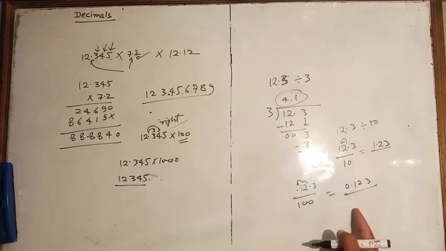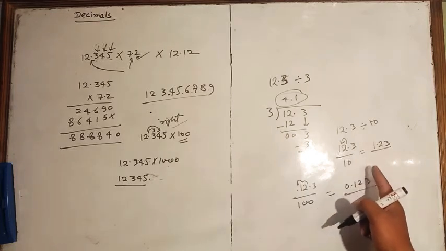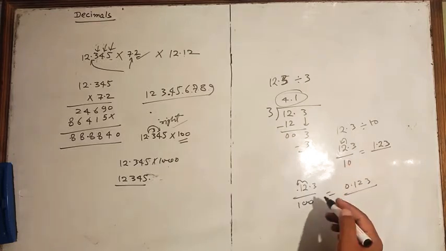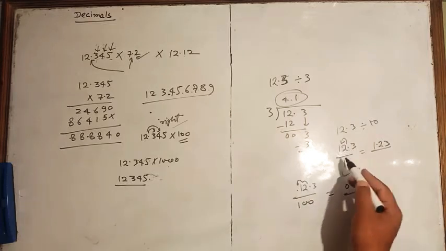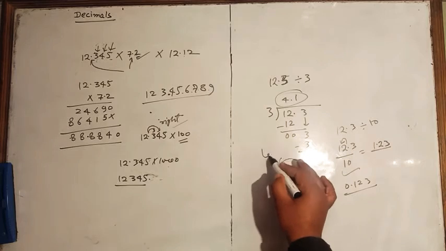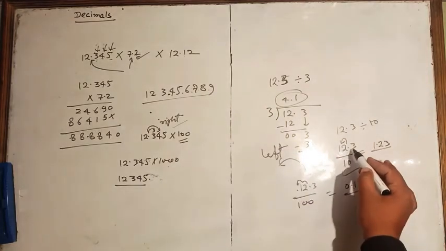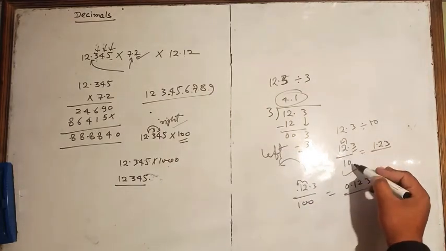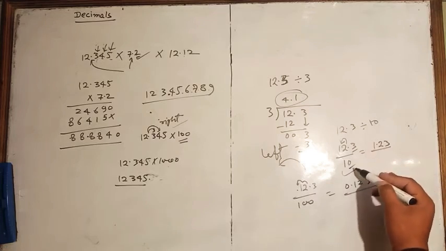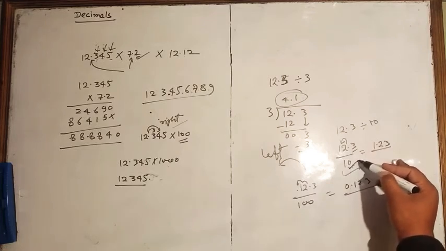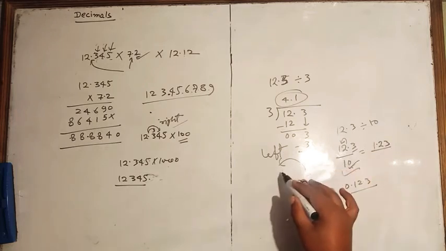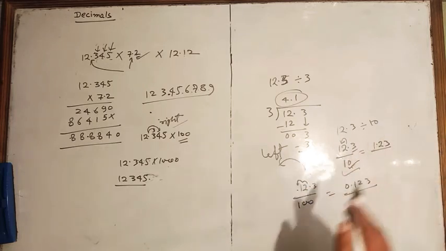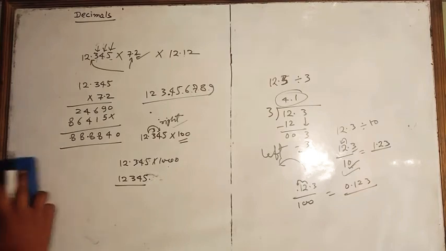So our answer will be 0.123 like this. Means whenever in division we are dividing with a multiple of 10, the point will be moved toward the left-hand side. If we divide it with 10, then one place to the left, if with 100 then 2 places, 1000 then 3, and so on. Like this we will do.